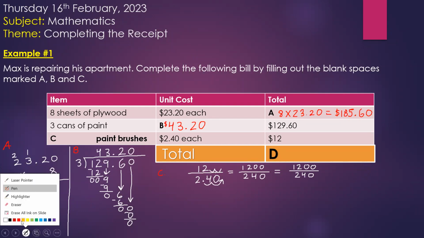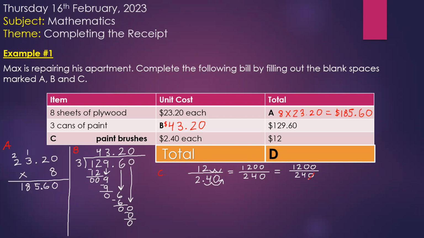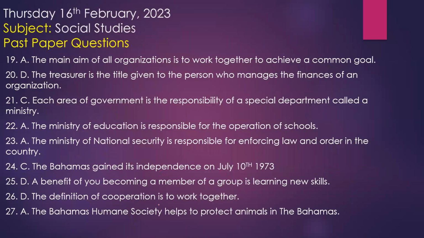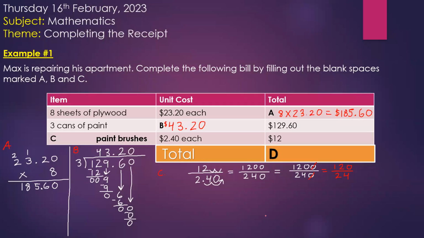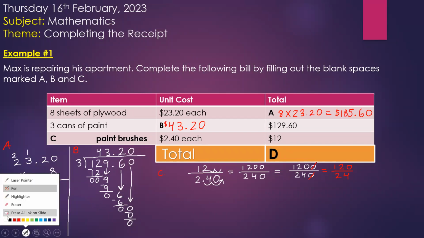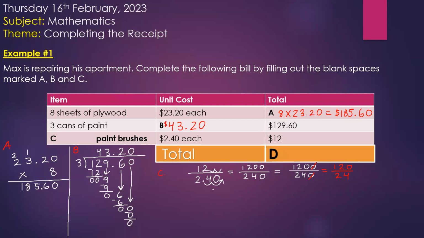This 0 is going to cancel with that 0, because one 0 on top and one 0 at the bottom can cancel out. So we're left with simply 120 divided by 24. Let's divide 120 by 24, that's easier. So it's going to be 24 into 120.